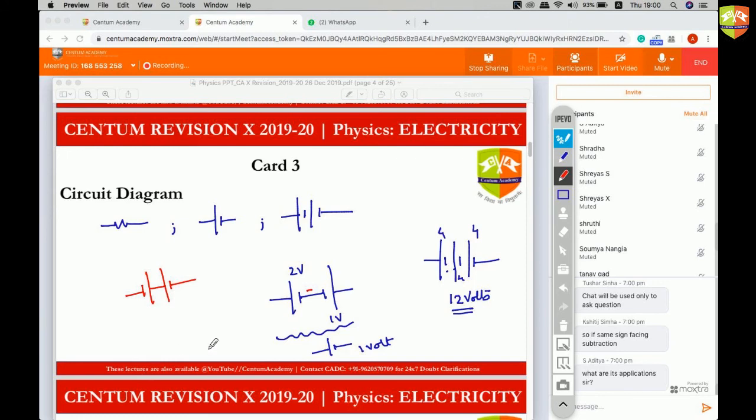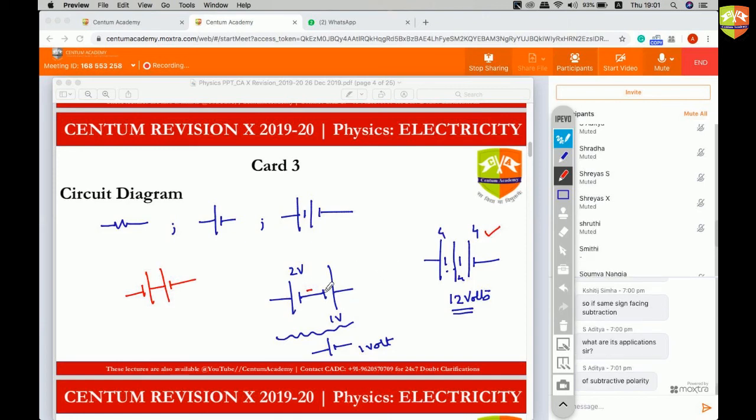4, 4, 4 is an additive polarity resulting in a 12 volt output, whereas 2 volt and 1 volt connected with a subtractive polarity, negative to negative or positive to positive, will result in 1 volt. Clear or not? So this is subtractive polarity, dear. Similar type of terminals connected. Either this way or this way, it is a subtractive polarity.